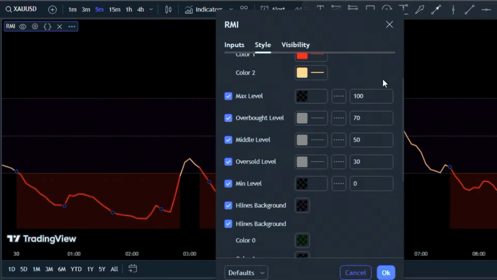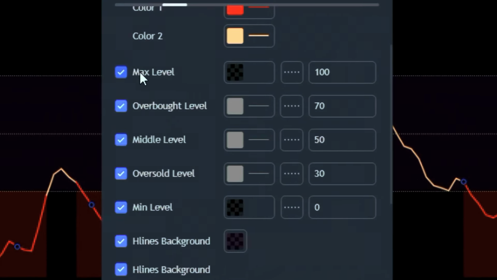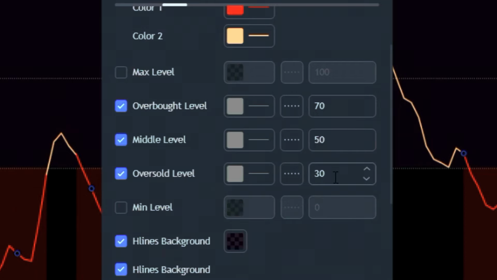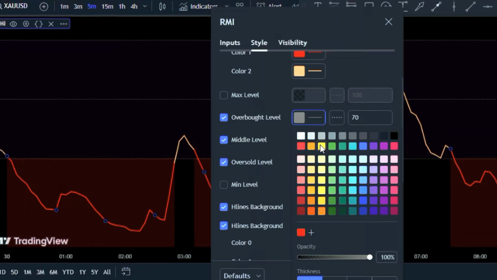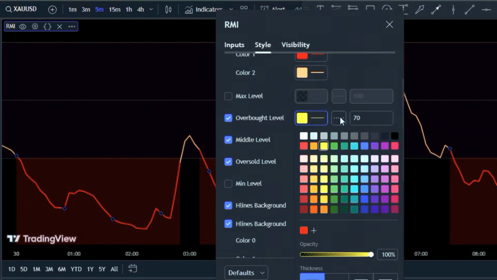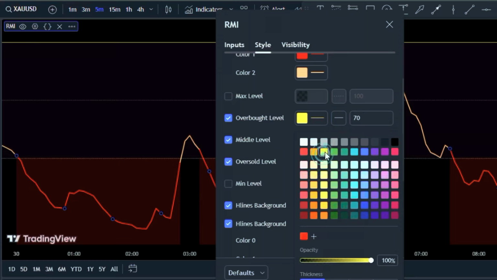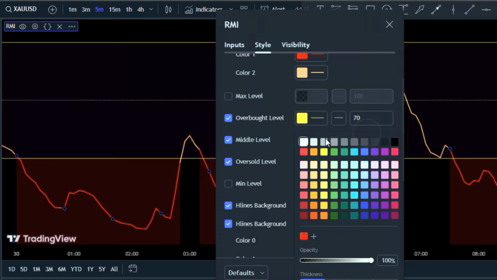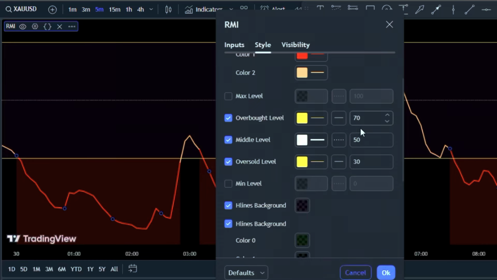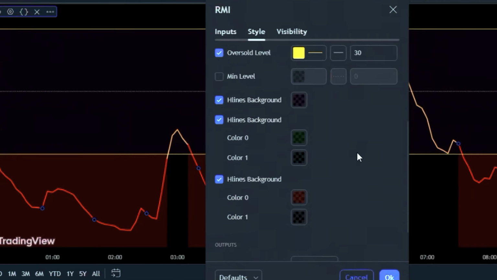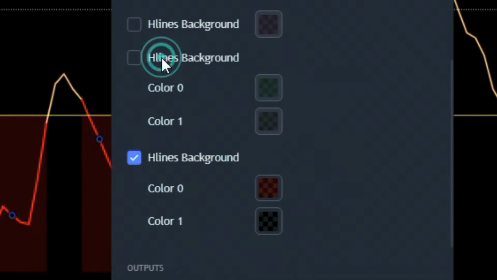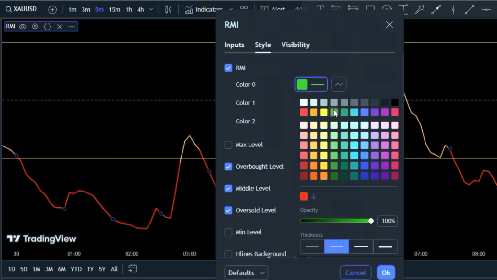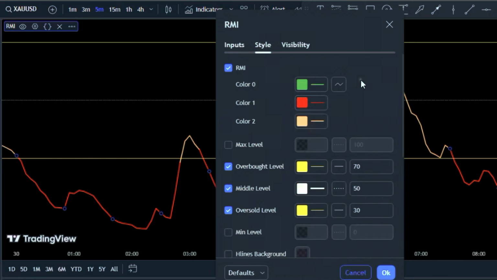Moving on to the Style tab, disable the max level and min level options. Make sure the other levels are visible, as they will provide helpful information on the market's momentum. Additionally, disable the highline background options. And if you wish to personalize the RMI line, feel free to adjust its colors or thickness to make it more visible and easier to read.